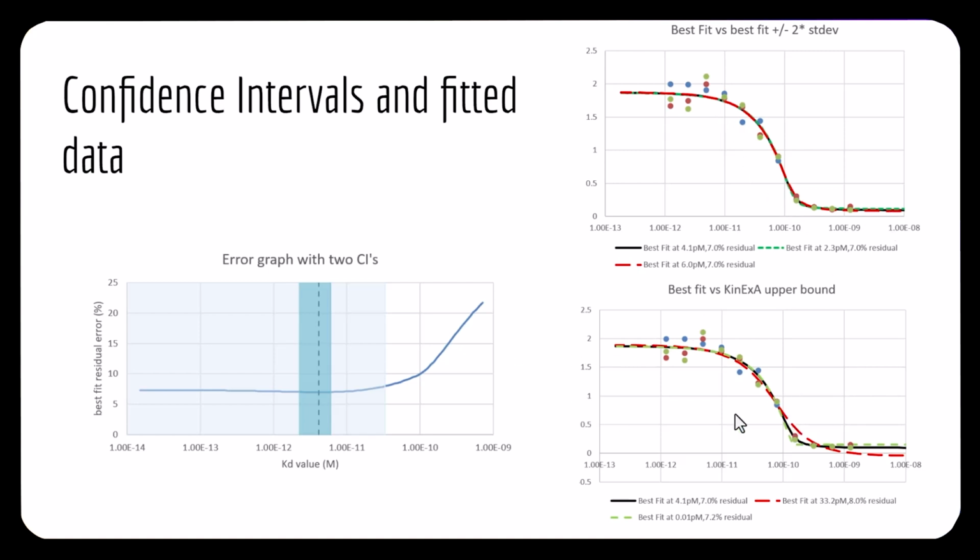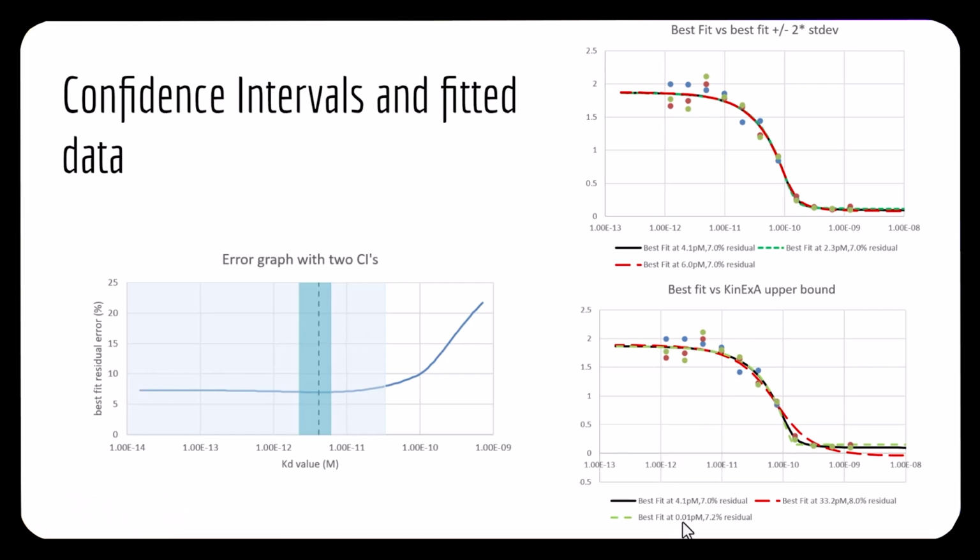So the red dashed line here is at the 30-some picomolar, 33.2 picomolar. And that fit is definitely worse. And I can kind of believe that's a significantly worse fit. I can accept that. And so this probably represents something that I shouldn't be saying. A fit this bad, I should reject that value of the KD. I'm comfortable with that. Now, on the low end, KinExA is telling me it can't resolve a KD.